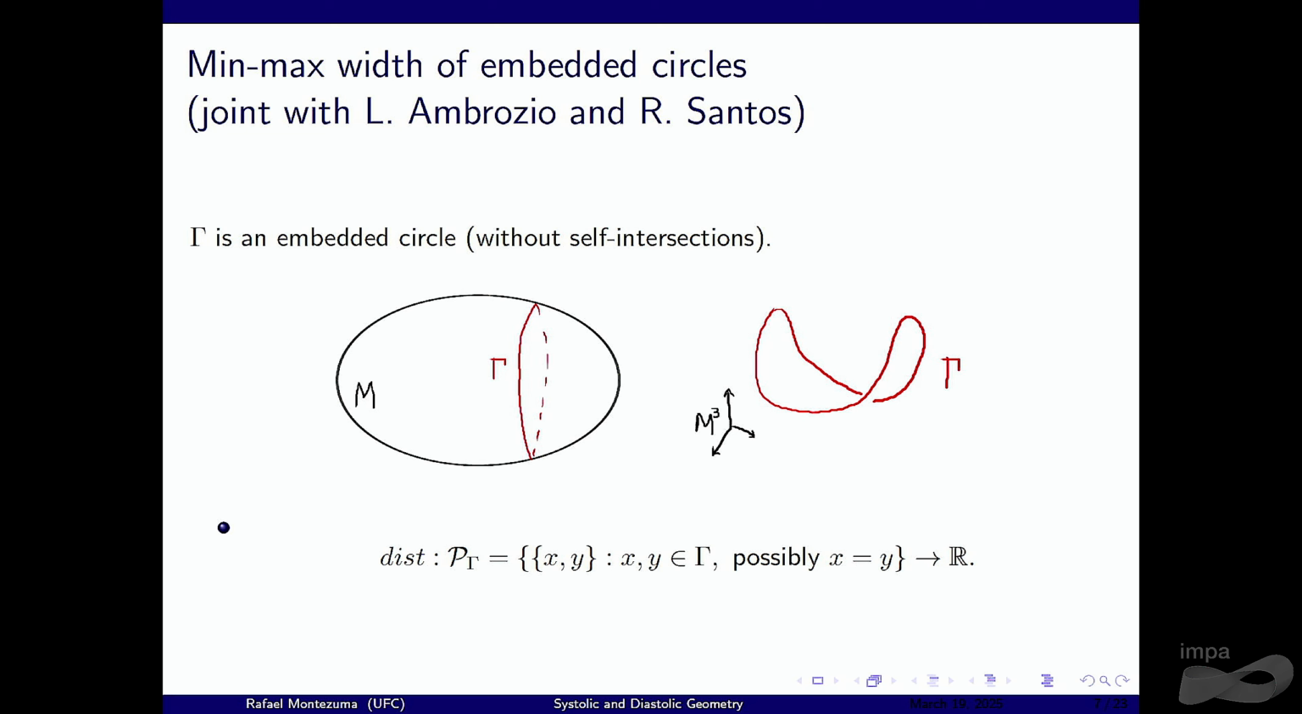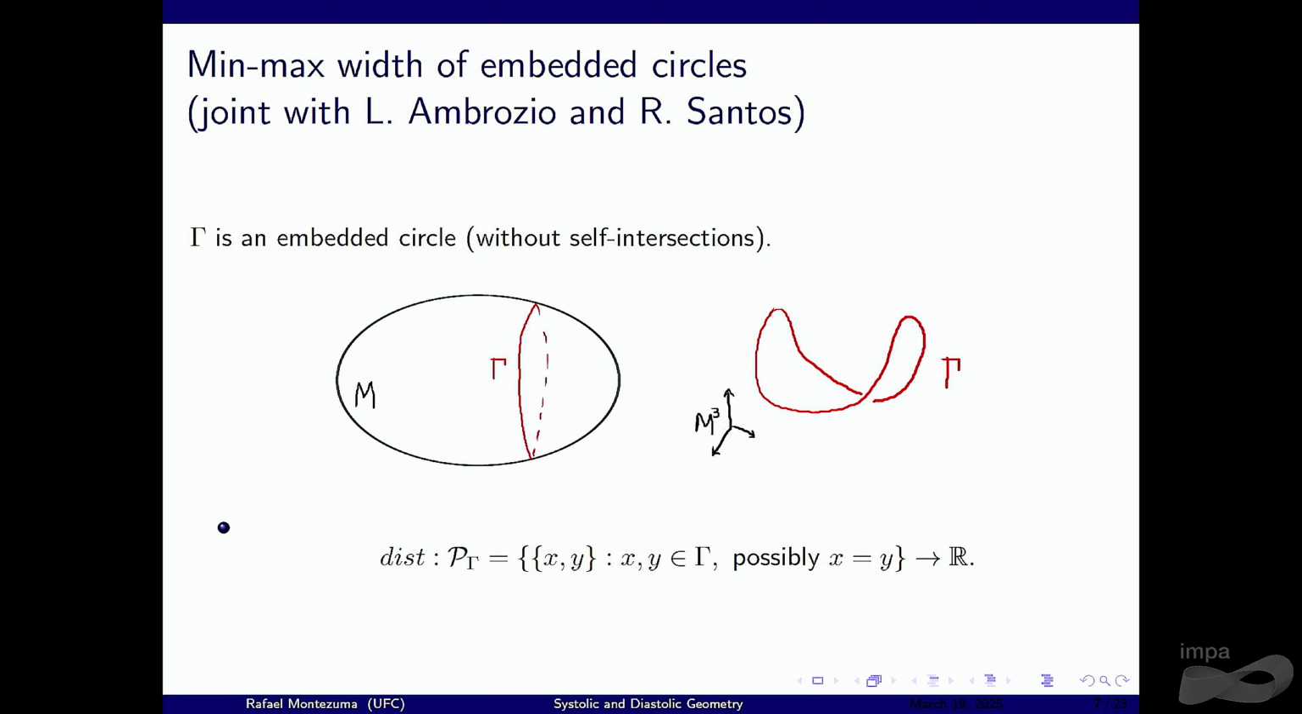So here we have 2 pictures that could be the case. It doesn't matter if the curve is embedded in a surface; it could be in some higher dimensional space. So gamma is just an embedded curve, and we consider the Morse theory for the following function. We consider the distance function on pairs of points, actually sets of points in this curve of at most 2 points. So it's either 1 or 2 points.